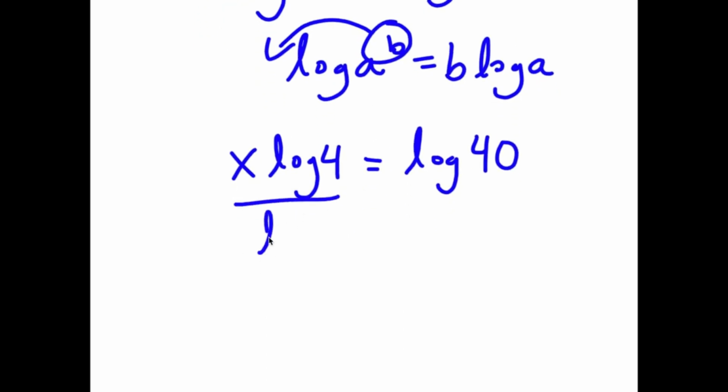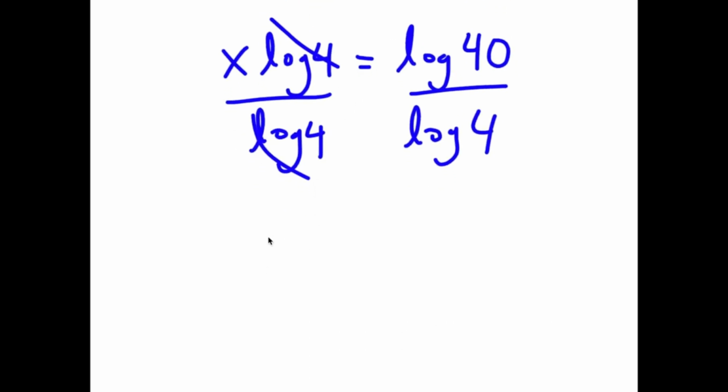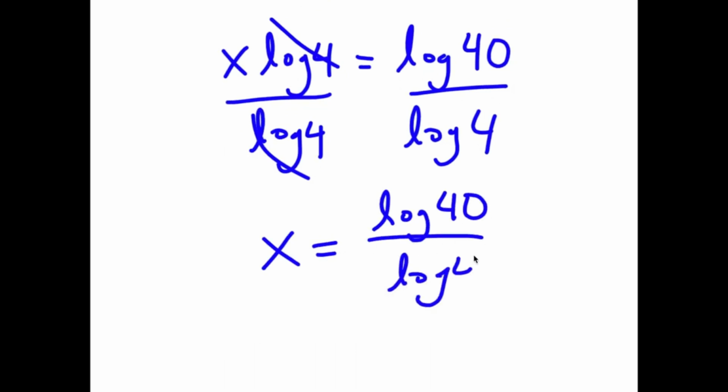Now I'm going to go ahead and divide both sides by log 4 so we can isolate x. So then these two log 4s cancel out, and I'm going to be left with x is equal to log 40 over log 4.